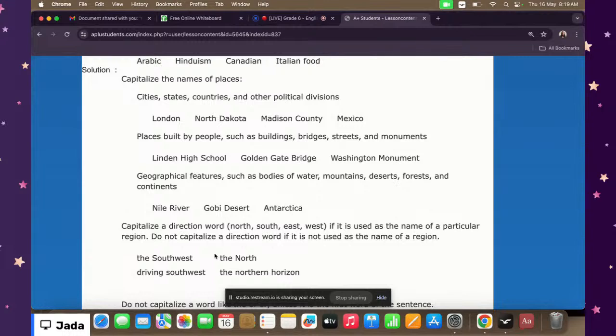Capitalize direction words: you have North, East, and West. It's very, very important to capitalize this. Whenever you're writing, don't forget to put it in capital letters. Share that around you.